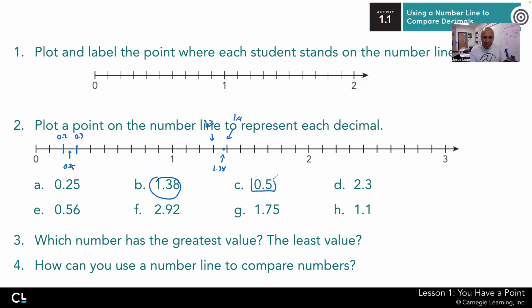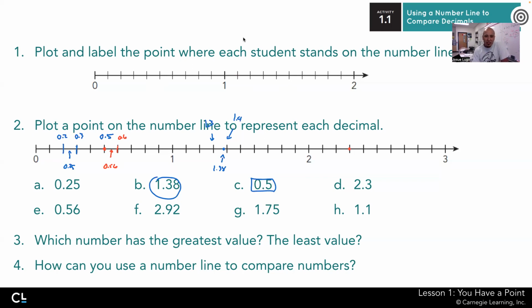0.5 would be exactly half of 1 whole. So 0.1, 0.2, 0.3, 0.4, 0.5 would be right over here. Exactly half. 2 and 3/10, well, here's 2, 2.1, 2.2, 2.3. 0.56, or 0.5, is right here. 0.6 is right here. So 0.56 would be a little bit more than half of that. So notice how you can use a number line to plot these numbers and see which is the greatest and which is the least.